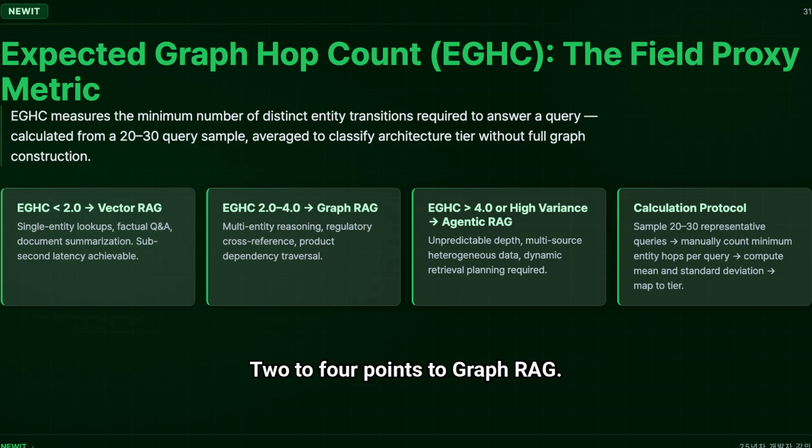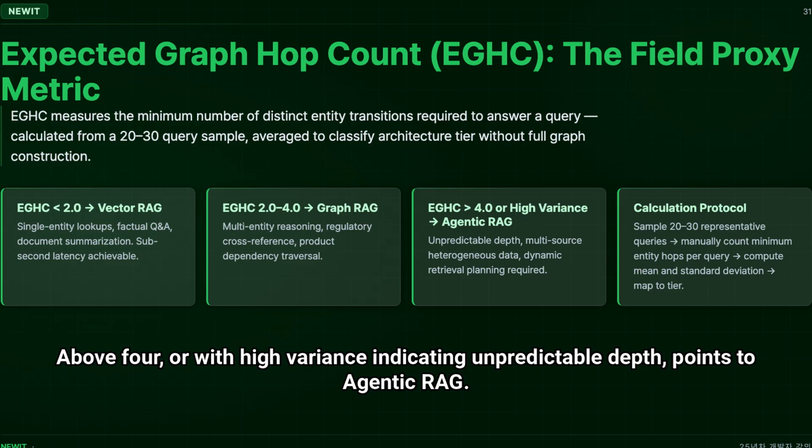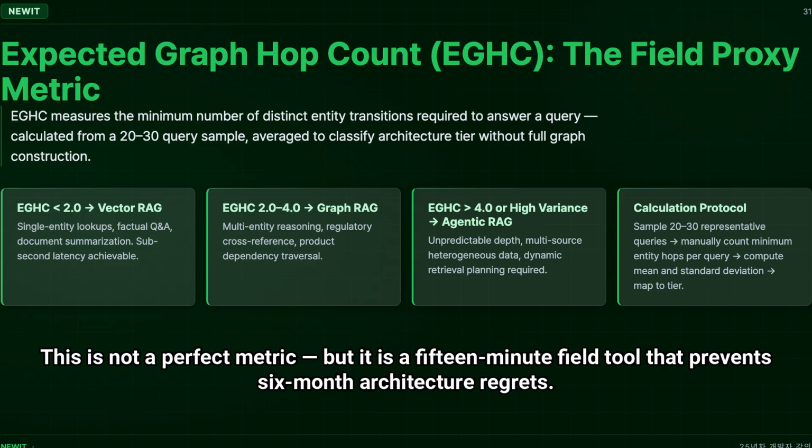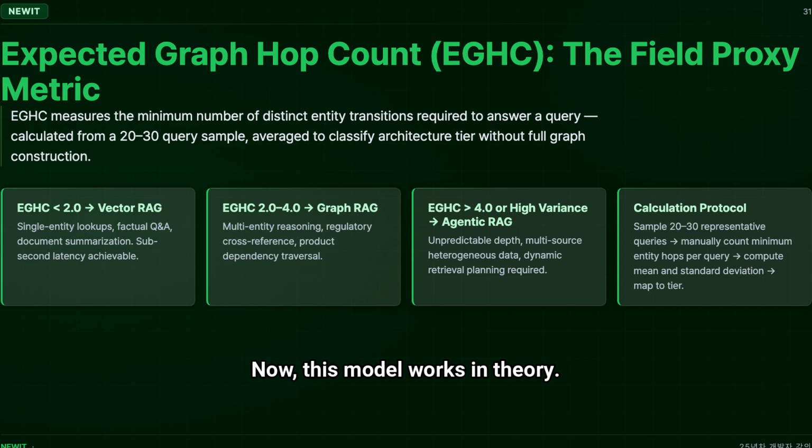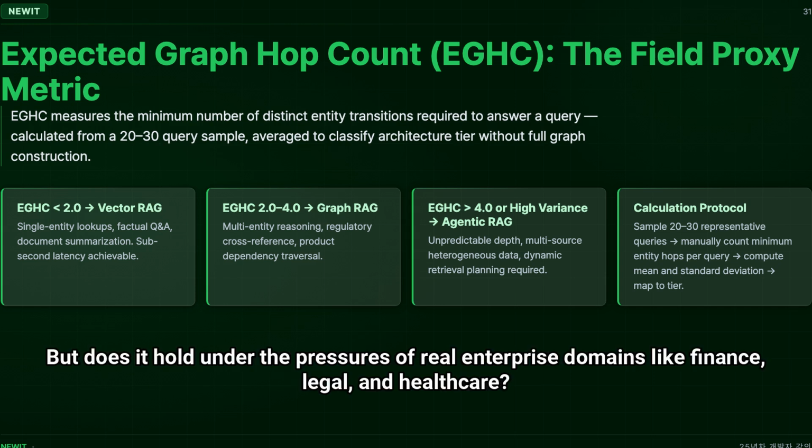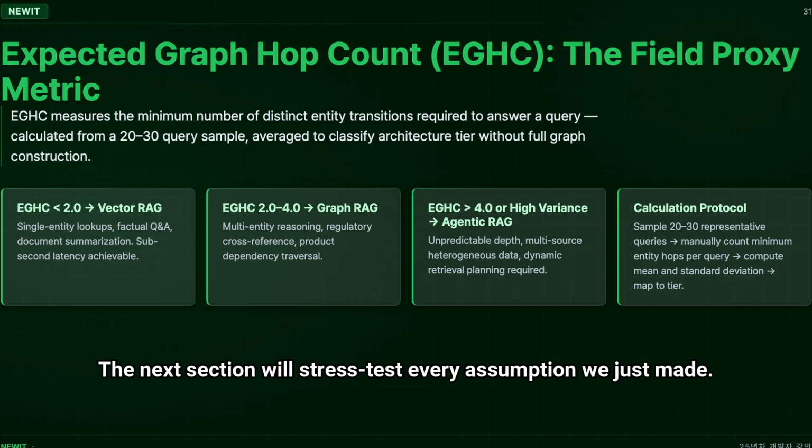2 to 4 points to graph RAG. Above 4, or with high variance indicating unpredictable depth, points to Agentic RAG. This is not a perfect metric, but it is a 15-minute field tool that prevents 6-month architecture regrets. Now, this model works in theory. But does it hold under the pressures of real enterprise domains like finance, legal, and healthcare? The next section will stress test every assumption we just made.